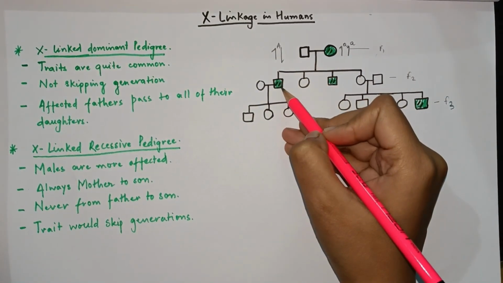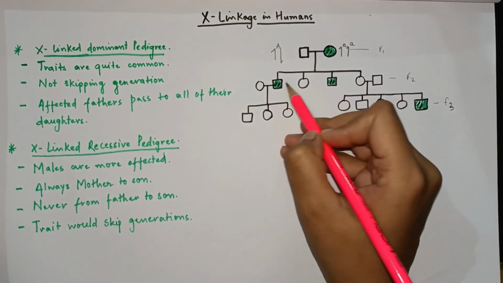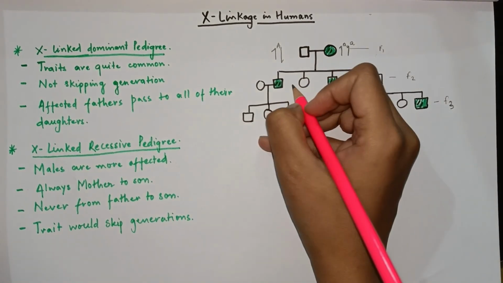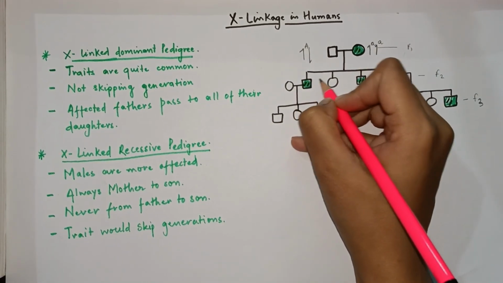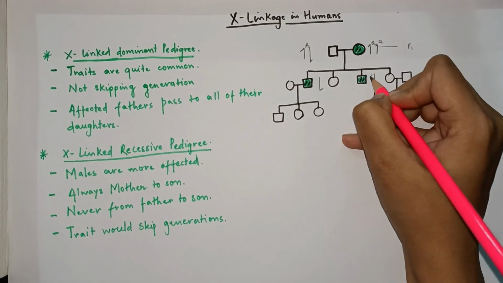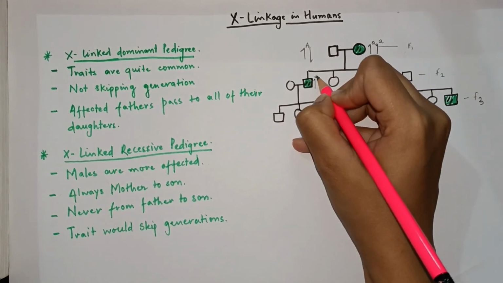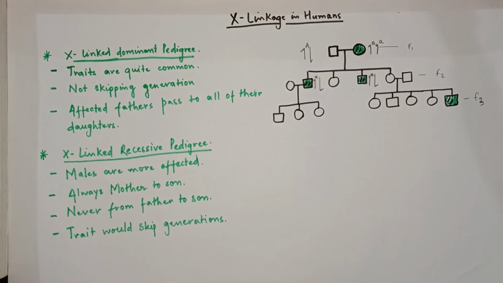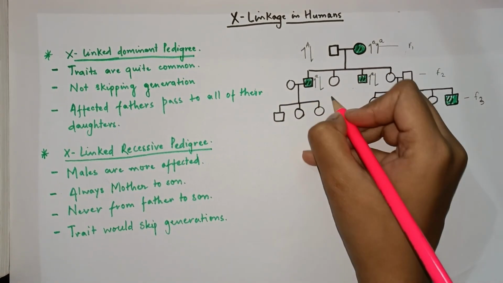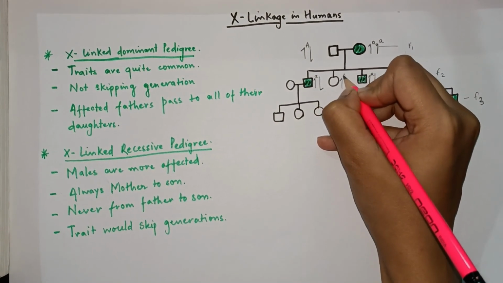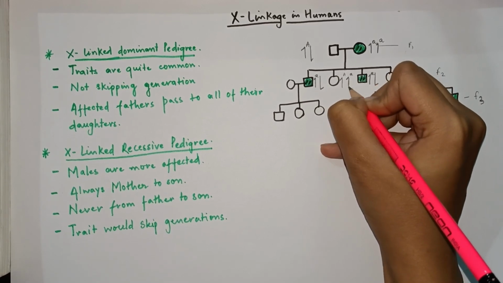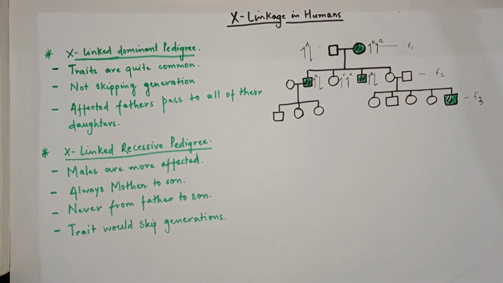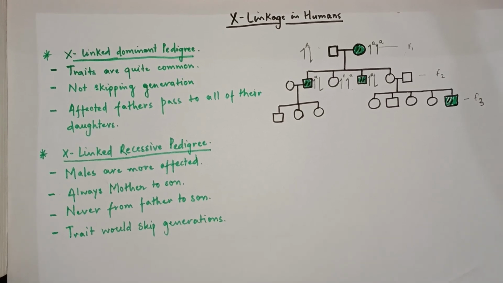So now she has two sons and two daughters. Both the sons are affected. So the son will have one Y chromosome, and the X chromosome is recessive type, therefore the sons are diseased. Now females would be carriers. The father is normal, but the mother is homozygous recessive, so females would be carriers.